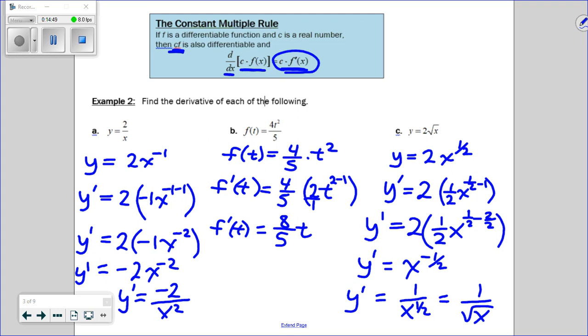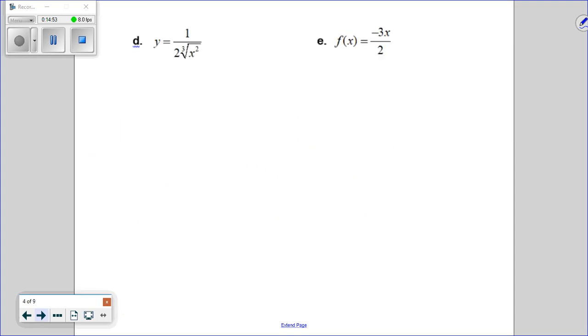All right, moving on. A few more examples using the constant multiple and the power rule. Okay, so again, for this example, we want to do some rewriting here before we can even apply the power rule. We want to convert our radical to a fractional exponent, so this would equal x to the 2/3 power.